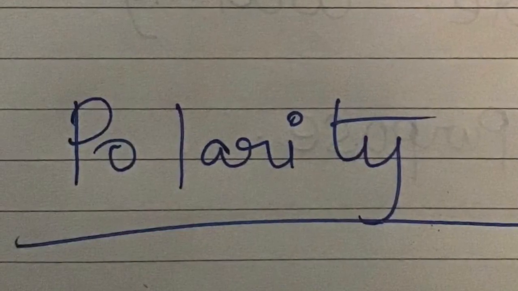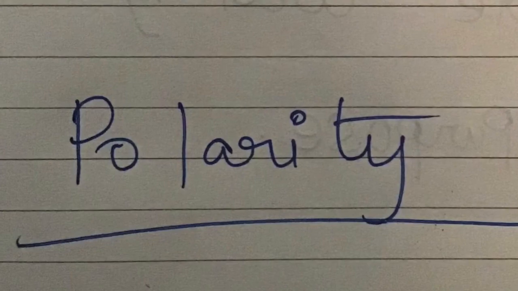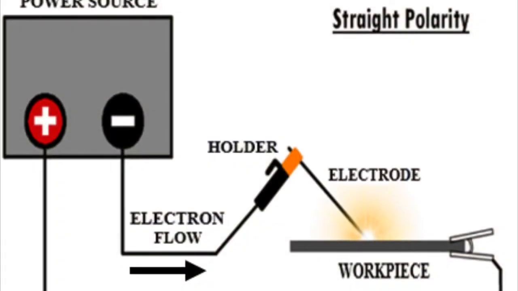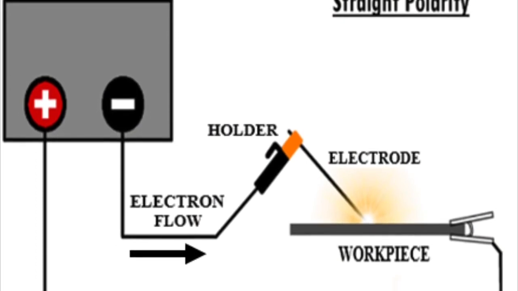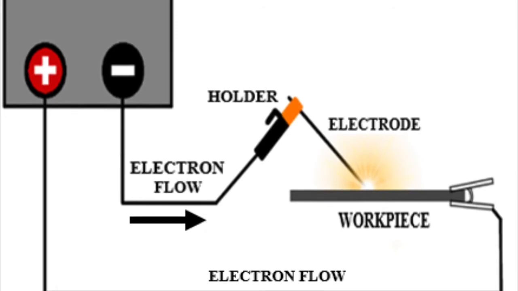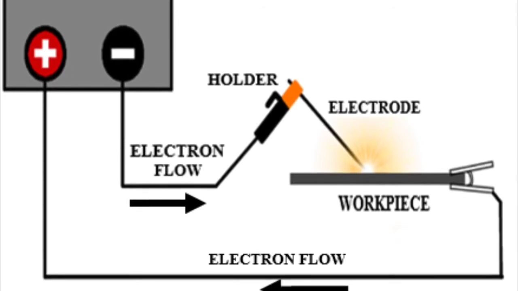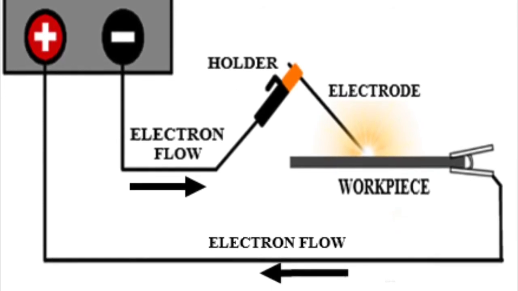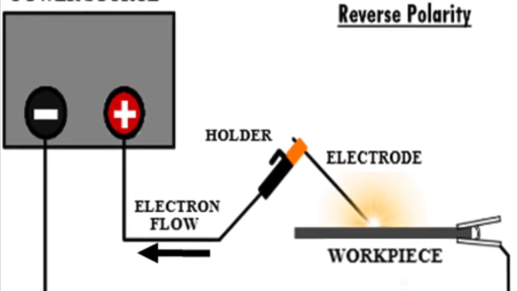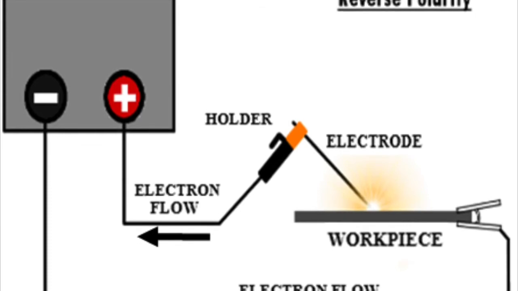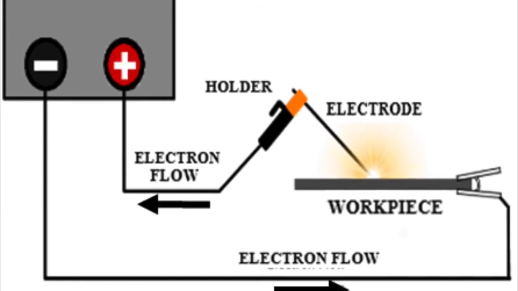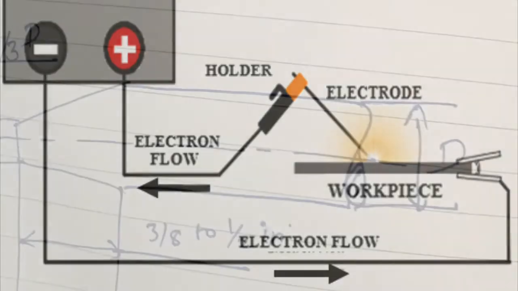There are 2 types of polarity. One is straight polarity, another one is reverse polarity. These are the common terms for electrode negative and electrode positive polarity. Welding with the electrode positive polarity results in deeper penetration, while electrode negative, that means straight polarity, has the benefits of faster melt off and faster deposition rate. Different shielding gases may further affect the weld as well.